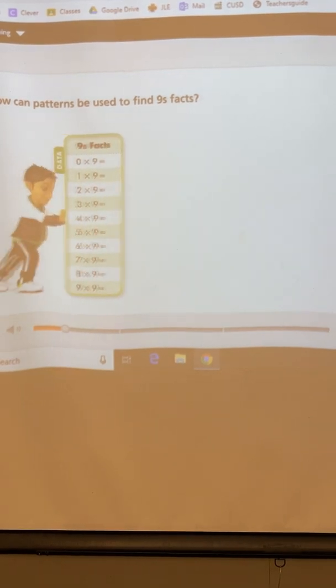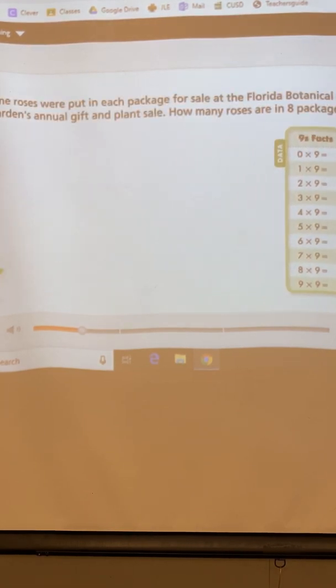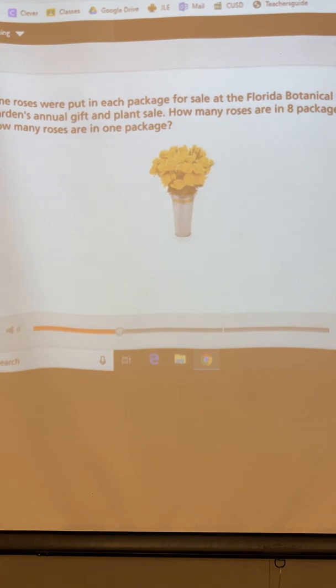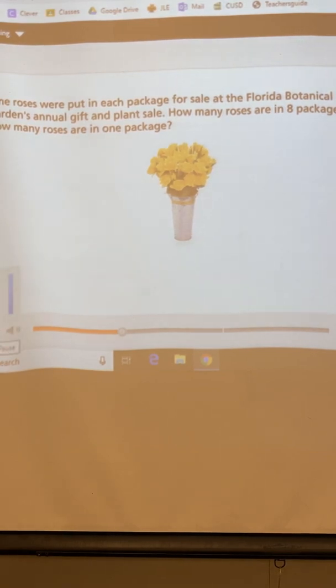How can patterns be used to find 9's facts? Nine roses were put in each package for sale at the Florida Botanical Gardens annual gift and plant sale. How many roses are in 8 packages? How many roses are in 1 package? Select your answer. How many roses were in 1 package? There were 9 in 1 package. We're counting by 9s. We're multiplying by 9s.